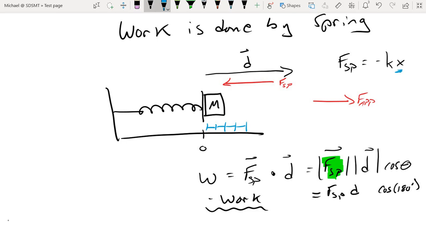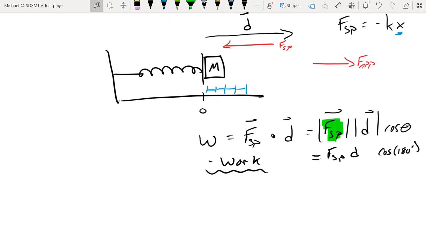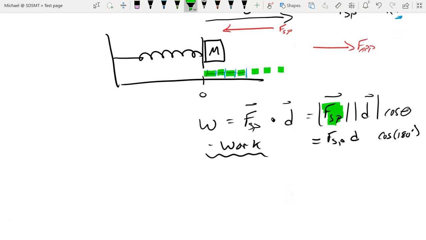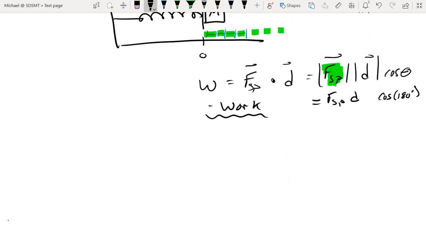Work is a scalar, and work is the measure of how energy is changing. So is there some way that we can figure out the individual infinitesimal amounts of work that are being done, and then just add all of those up after we're done with the total displacement? That right there is the foundation of the integration process. We want to take all of those individual infinitesimal little amounts of work and add them up.